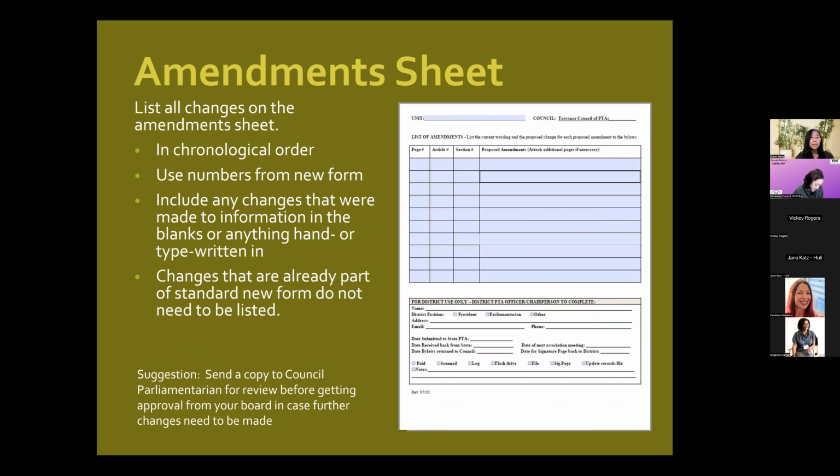Okay, this is the amendment sheets. You need to put all of the changes in chronological order. Use the numbers from the newly updated form that you just printed. So the page numbers and all of that would be referenced to the current one that you're changing to, not your old one. And you want to make sure to write those all out so that it's clear what it is that you're changing.